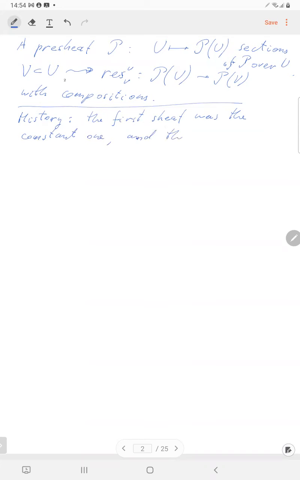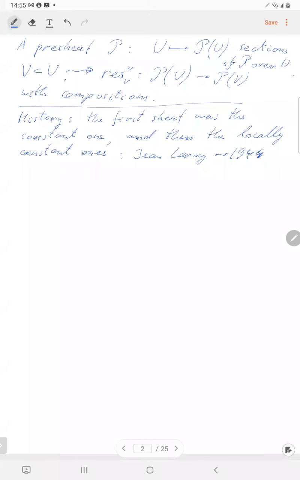And then the locally constant ones, and they were introduced by Jean Leray in about 44, something like this. And once again, we will study something rather different. Our sheaves will be not constant, not locally constant, but rather coherent and quasi-coherent.